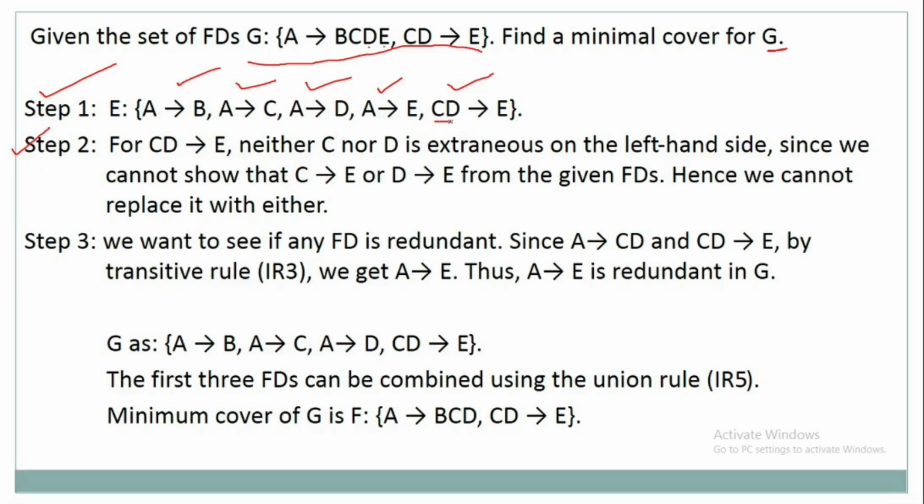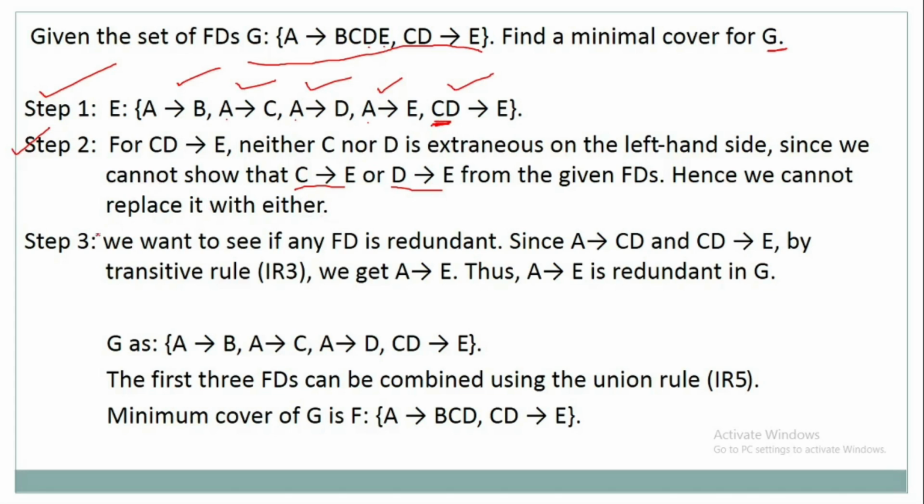Now in the second step, we need to concentrate on the left hand side. We need to try to split CD, either C determines E or D determines E. As you can see here, in the left hand side we don't have either C or D. We have A, and again A. So I think it's not possible. Let me check. For CD determines E, neither C nor D is extraneous on the left hand side, since we cannot show that C determines E or D determines E from the given functional dependencies. Just by looking at the set of functional dependencies, we can make sure that we cannot split CD as C determines E and D determines E. So hence we cannot replace it, keep it as it is.